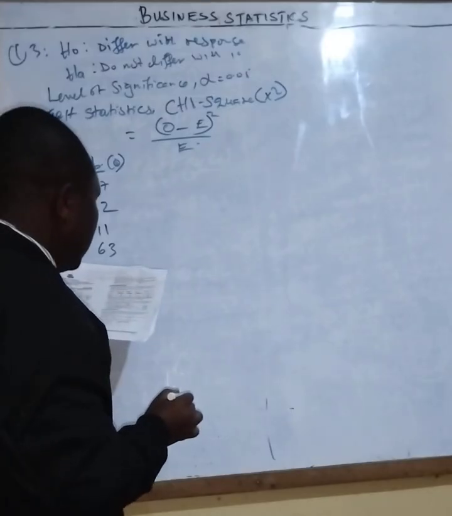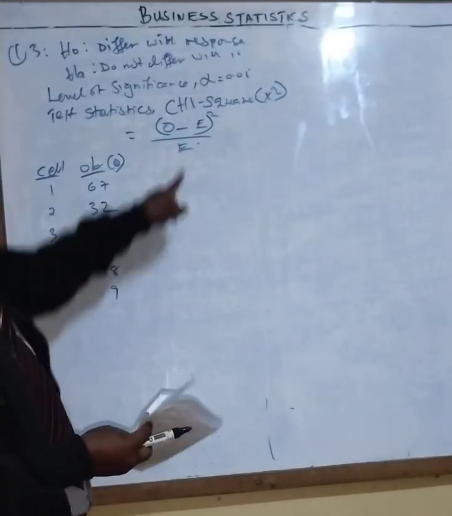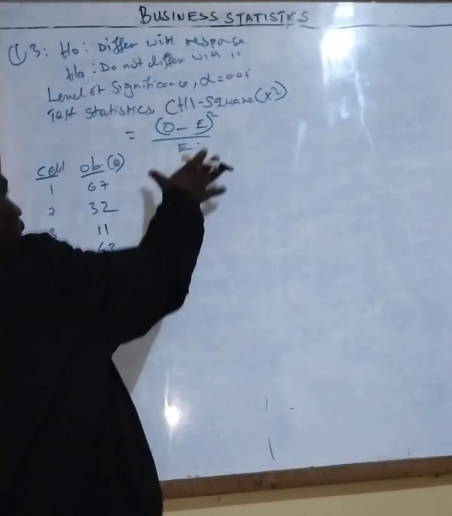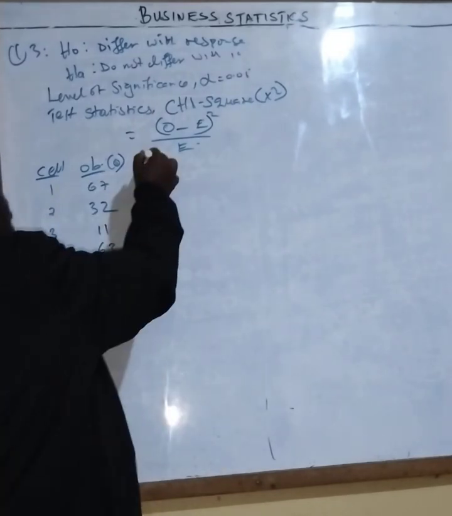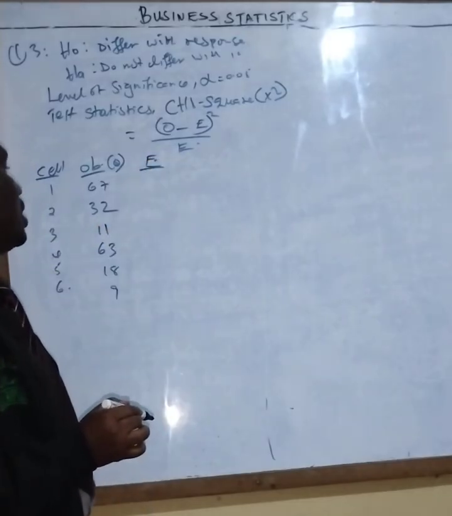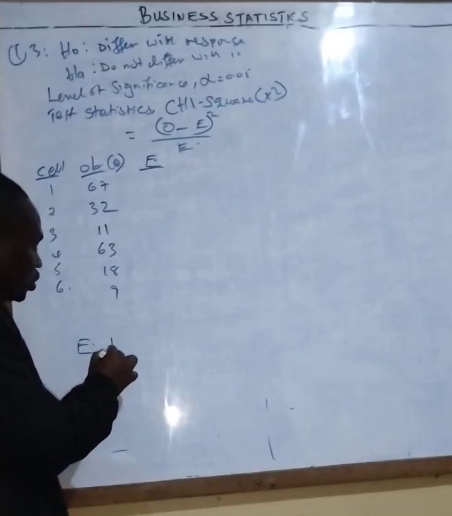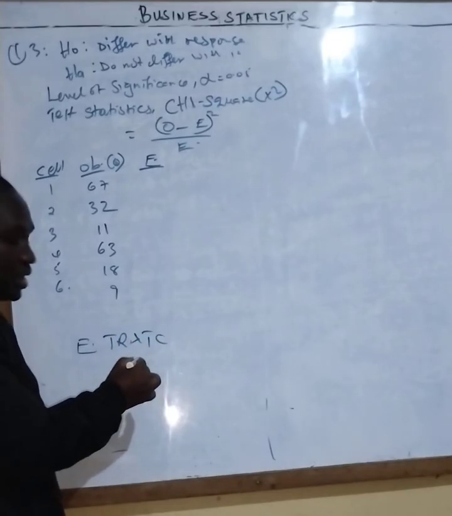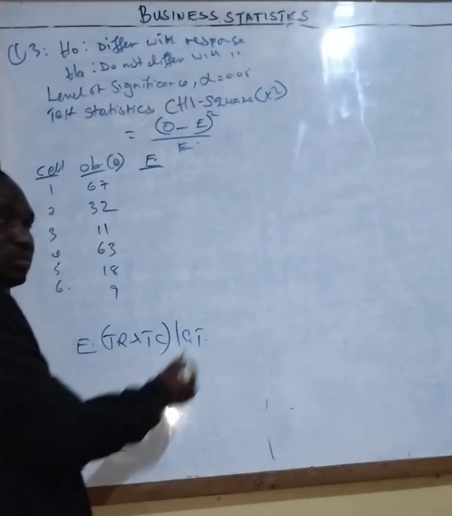Now class, when you look at this table carefully, we don't have the expected. What do we do? Our work is very easy. Remember, this is our formula. This is what we want to put in our formula here. Now we don't have that expected that we want to look for. How do you calculate the expected? The formula is, for us to calculate the expected, you need to take the total row times total column. Correct? Once you get that, you divide this answer by grand total.